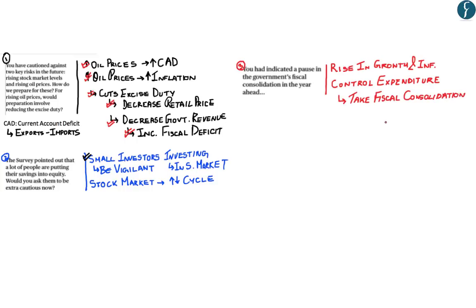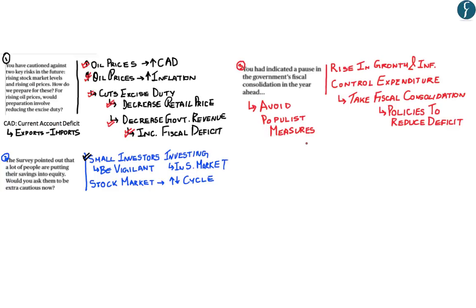Now, fiscal consolidation are policies that are undertaken by the government of India to reduce their deficits and debt stock. Moreover, the chief economic advisor has said that the government should refrain from adopting populist measures as it may lead to exceeding the fiscal deficit target. Populist measures such as farm loan waivers increase the expenditure of the government of India, which then increases the fiscal deficit for the government. And that is why the chief economic advisor has said that the government of India should avoid populist measures.